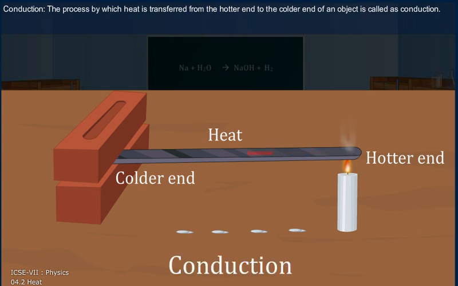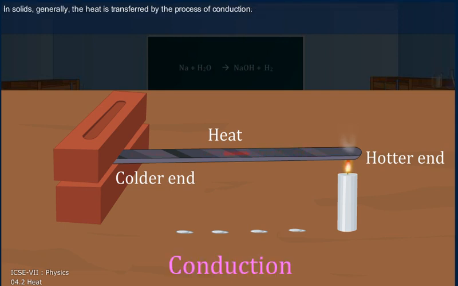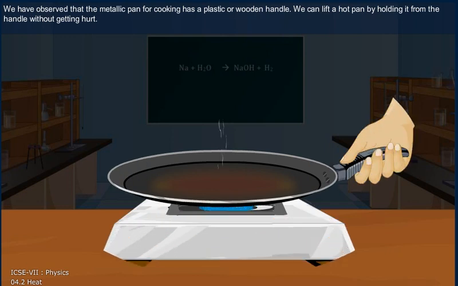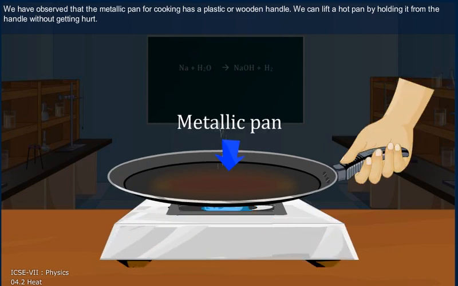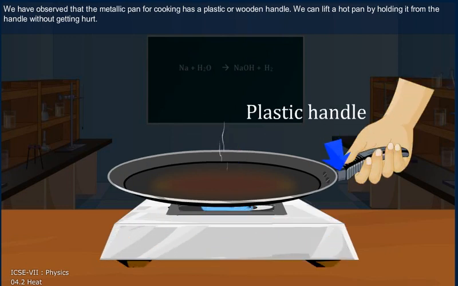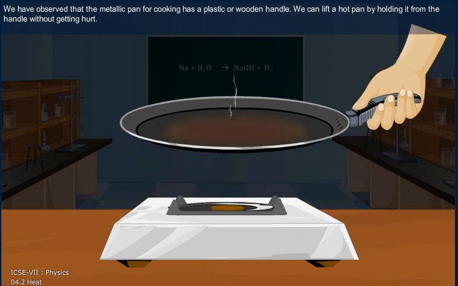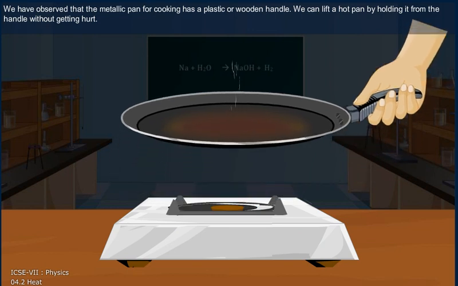Conduction. The process by which heat is transferred from the hotter end to the colder end of an object is called conduction. In solids, generally, the heat is transferred by the process of conduction. We have observed that the metallic pan for cooking has a plastic or wooden handle. We can lift a hot pan by holding it from the handle without getting hurt.